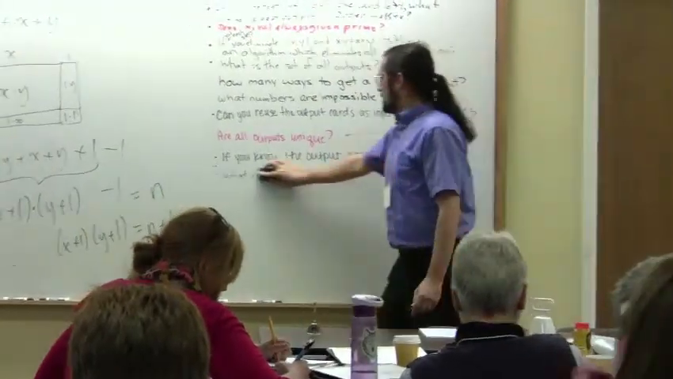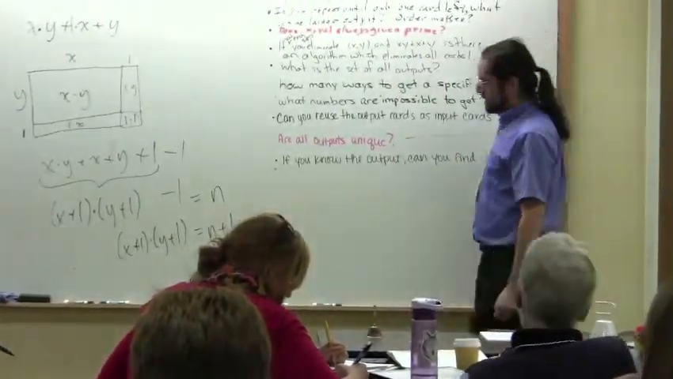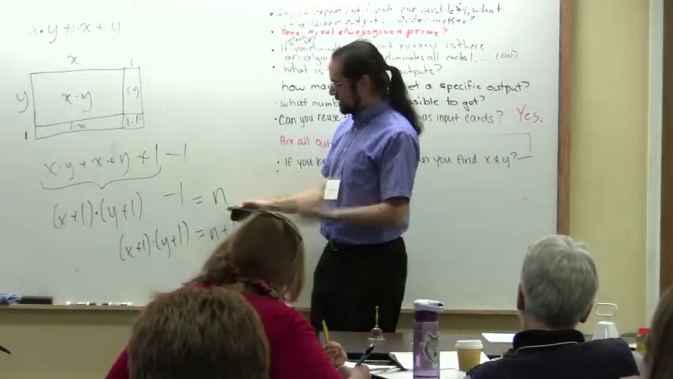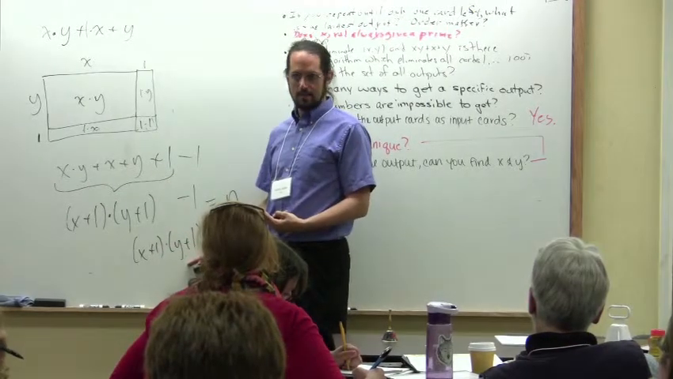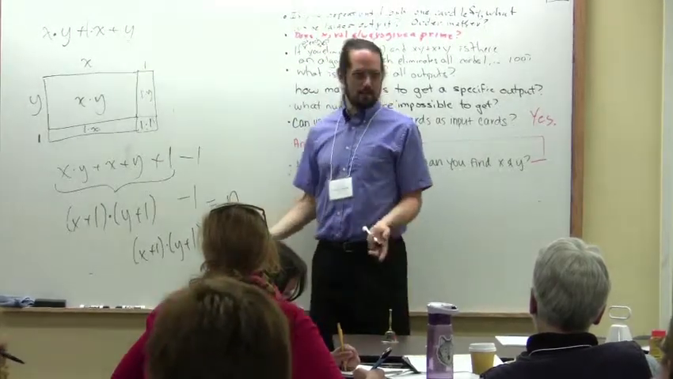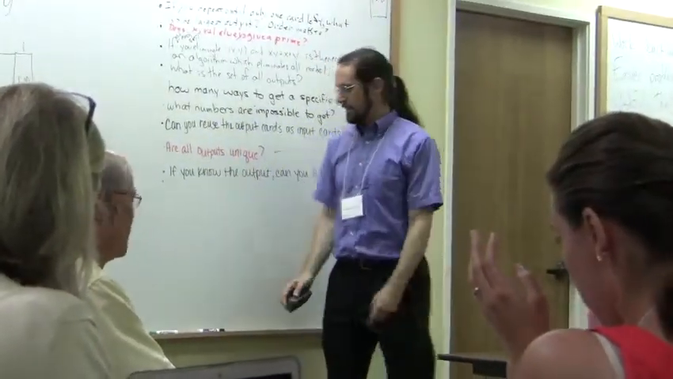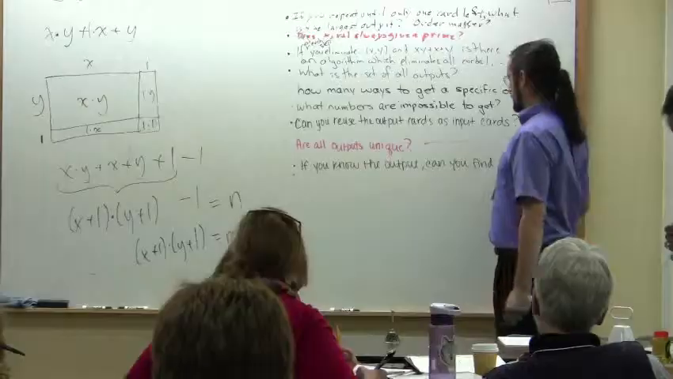Okay. If you know the output, can you find x and y? Well, if n plus 1 is a product of just two different primes, or 1 prime squared, then there's only one way to factor it like this. But if n plus 1 is more complicated than the product of 2 primes, then there'll be many ways to make it. Pretty cool.